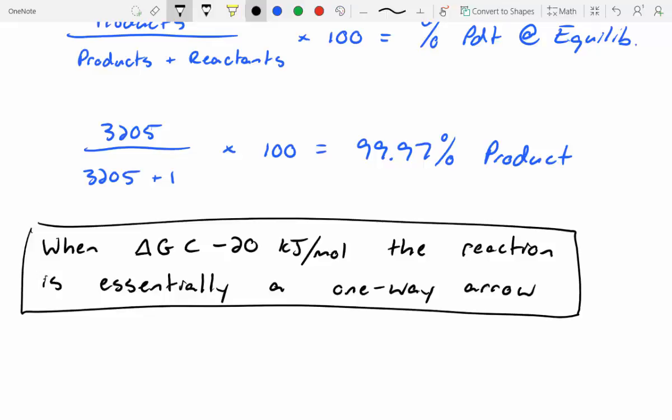Yep? Sorry, that's supposed to be a less than. Meaning if it's negative 20, negative 25, negative 30, it's going to essentially only favor products. Yeah, I mean, it's one of these things where it's an approximation, right? Negative 20 is kind of my general idea. And a lot of people are like, well, is negative 20 large or is it small?